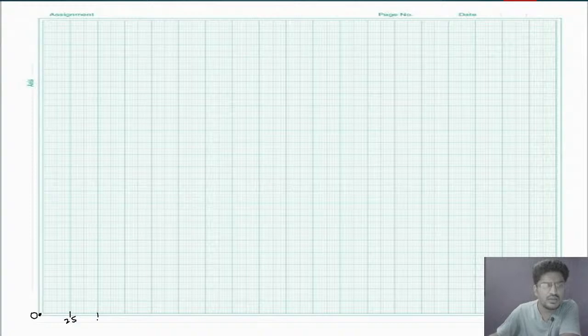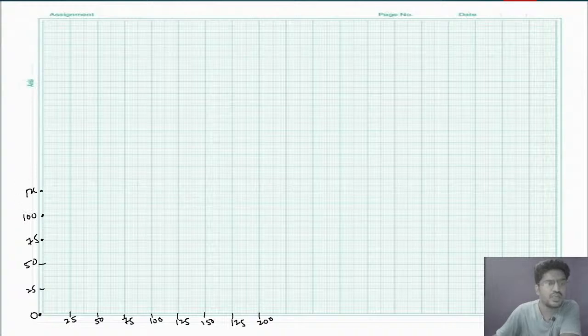25, 50, 75, 100. Here 125, 150, 175. This is 200. In the same way, here I am going to take 25, 50, 75, 100.